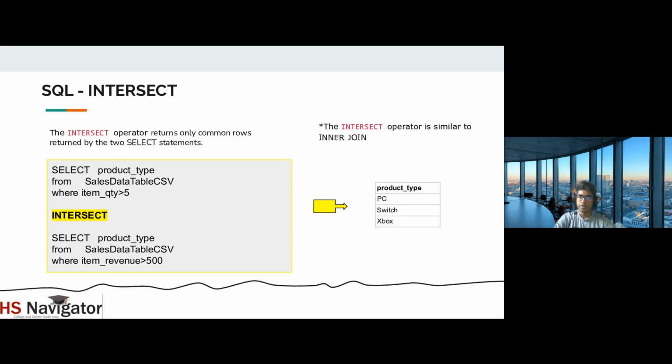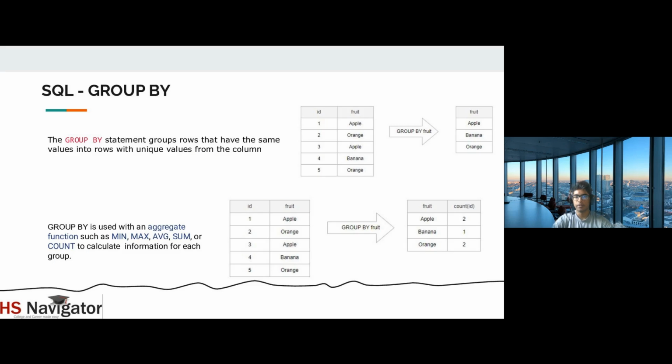Now we'll be looking at intersect. The intersect returns only common rows returned by the two select statements. So for example, if we have the same two statements at the top and the bottom, and we want to intersect them, it is similar to inner join, where it'll only return items with overlapping and similar outputs. So in this case, we only got PC, Switch, and Xbox, but we did not get PS5.